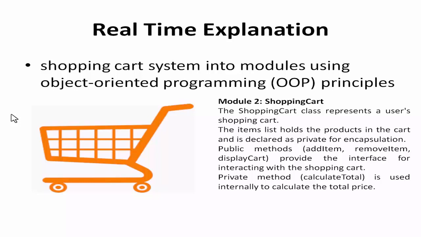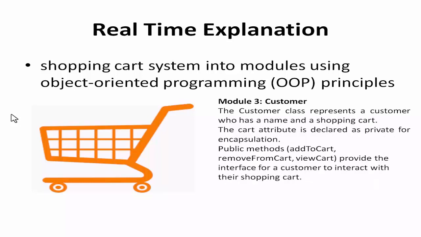What are the methods you can declare as private? The private method we are using is calculate total, so that it internally calculates the total price, which cannot be modified by an outside person. Module 3 is customer. The customer class represents a customer who has a name and a shopping cart. The cart attribute is declared as private for encapsulation. Public methods we can declare are add to cart, remove from cart, view cart, which provide an interface for a customer to interact with the shopping cart.